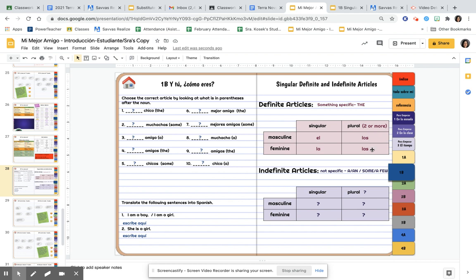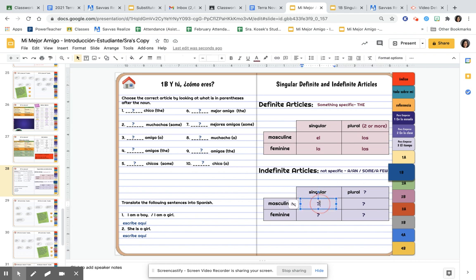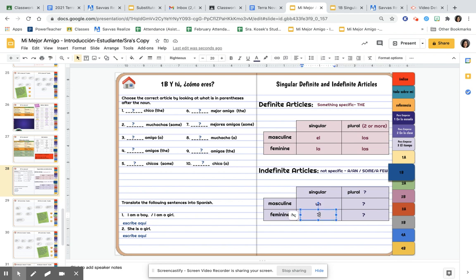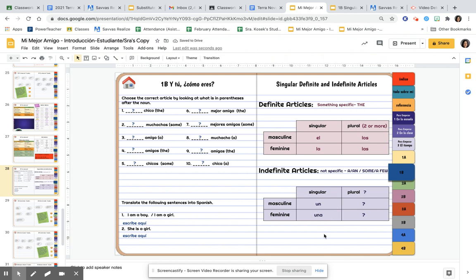Okay, so now let's compare el, la, los, and las to the Spanish words for a, an, some, or a few. If you're talking about a or an that is masculine, it's going to be un. Repeat to yourself, un. If it's feminine, it's going to be una. Una.